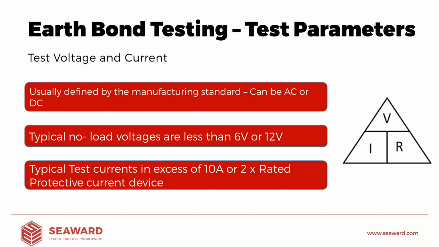Typically the standard will recommend no-load voltages, and they are typically between 6 and 12 volts, depending on the standard. Typical test currents for a bond test are generally in excess of 10 amps. Commonly, it's also mentioned as twice the rated protective current device, i.e. your fuse. So for example, if we had a 5 amp fuse, we'd be looking at a 10 amp test. That typically goes up depending on the standard and the safety body, i.e. UL, that we're trying to cover. That can be anywhere from 10 to 40 amps, typically.